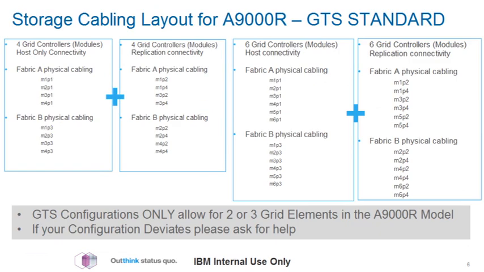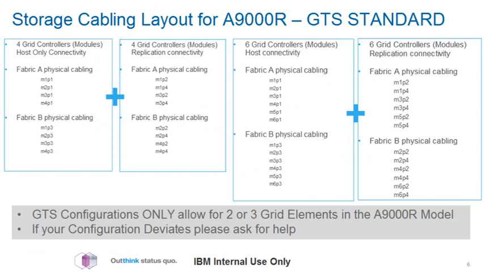On slide 7, we have the storage cabling layout for the A9000R. This is the GTS standard, meaning that this is the current preferred hardware option over the pod. Right now there is a performance disparity between the rack version and the pod version. So that's one of the primary reasons that we have standardized on the A9000R for the moment.